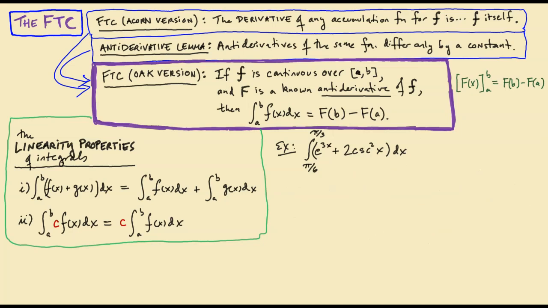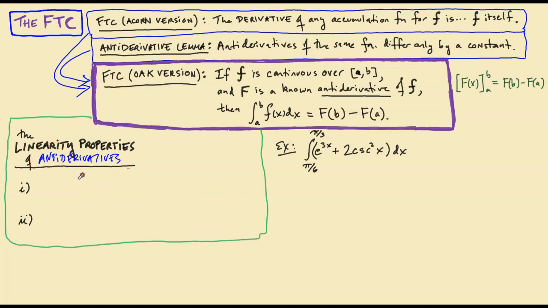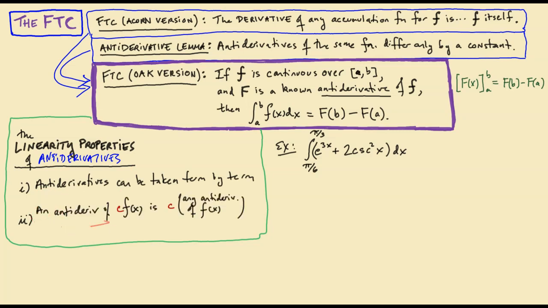What I am going to use is the fact that not only integrals have these linearity properties, and not only derivatives have those linearity properties, but antiderivatives obey the linearity properties. The linearity properties of antiderivatives follow immediately from the linearity properties of derivatives. Antiderivatives can be taken term by term, and to get an antiderivative of a constant multiple of a function, we just multiply that constant by any antiderivative of the function itself.